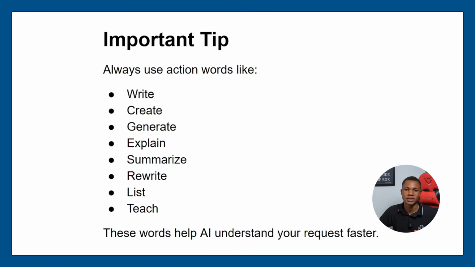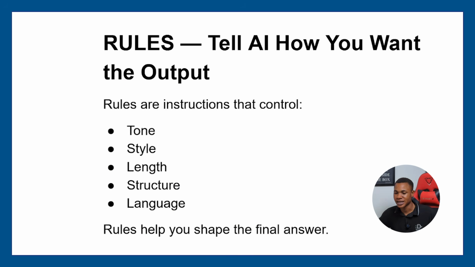Now, an important tip to know is to always use action words like write, create, generate, explain, summarize, rewrite, list, teach. So you always see me say write, create me, generate me. That's what is most important, because these words help the AI understand how the request should be. Is that okay? So that is that, and then let's proceed.